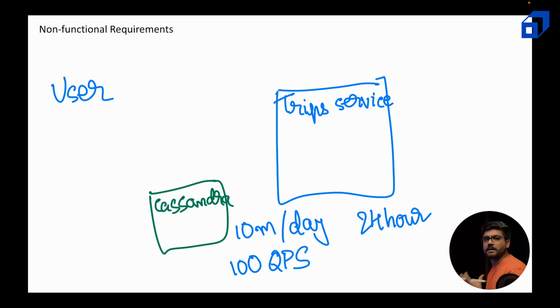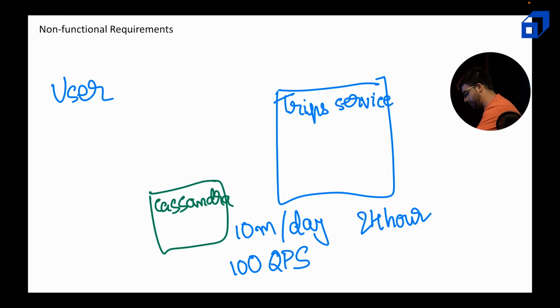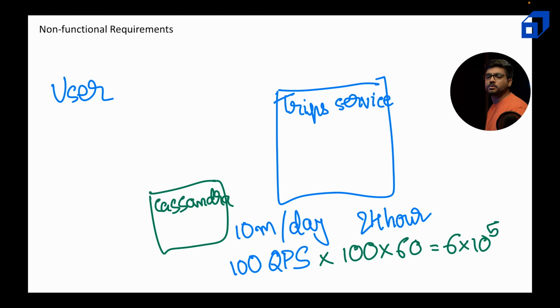For the active trips, let's make a calculation of how many active trips there can be at any time. So 100 QPS is there. We can assume that one trip lasts for 1 hour approximately, or 100 minutes, just to make the calculations a bit quicker. So approximately 100 QPS converted into 100 minutes, and in each minute there are 60 seconds. So ideally, this is going to be in the range of 6 into 10 raised to 5. So this data can be stored in a SQL cluster because it has a higher probability of getting retrieved by the user on an active basis.